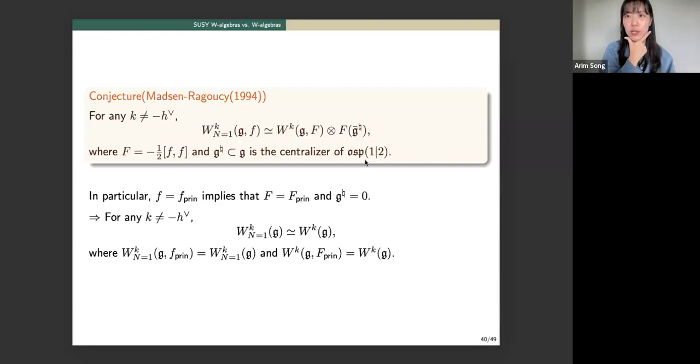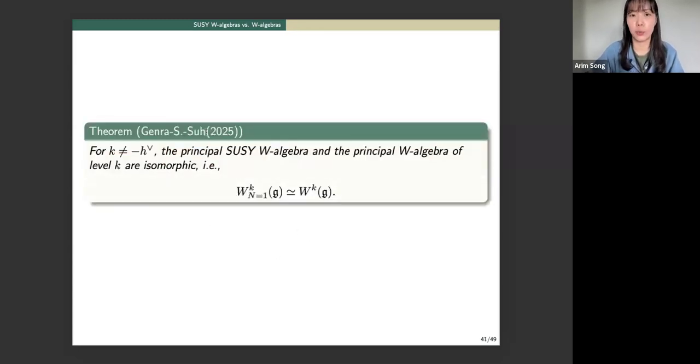But in general, I'm not sure how the proof will work. But for principal cases, we could prove this conjecture. In particular, if we take the principal odd nilpotent, it implies that F is also principal in G. And in this case, the centralizer is 0. So in principal cases, this conjecture suggests that the supersymmetric W-algebras are actually isomorphic to non-supersymmetric ones. From now on, we'll only consider principal cases, and we'll just omit f, small f and large F. We'll just write it in this way, W^k(g). In recent work, we could prove that this actually works in principal cases.